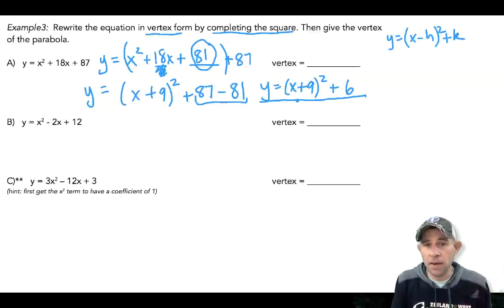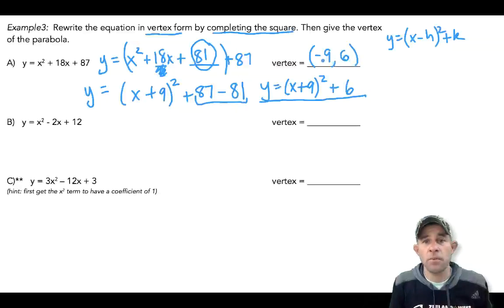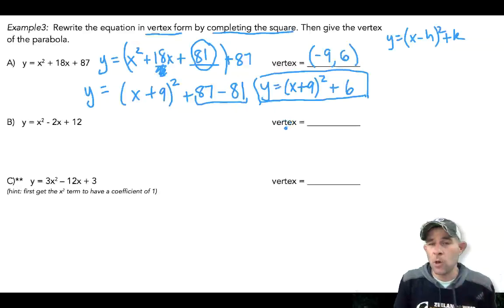Now, my minus h here is actually going to be a negative 9, so the h value of the vertex is negative 9. And my plus k is my positive 6. So I say the vertex of this parabola is at negative 9, 6, and here is the vertex form of that equation. All right, let's try another example here. In example B, we see we have x squared minus 2x plus 12.